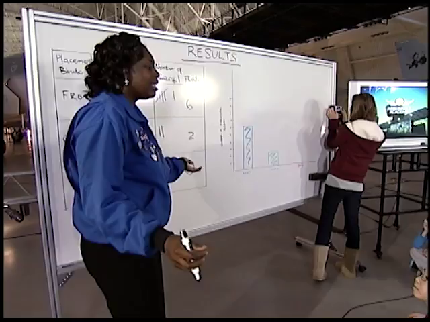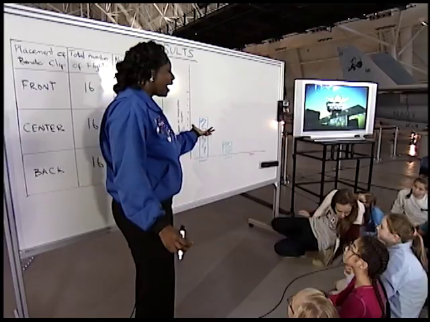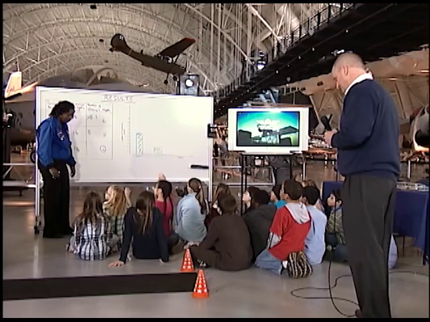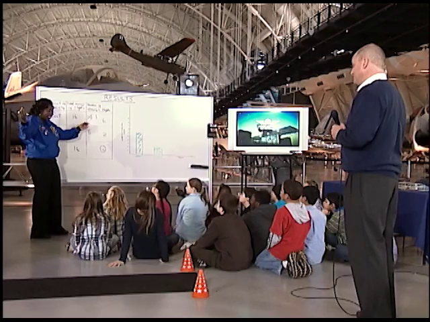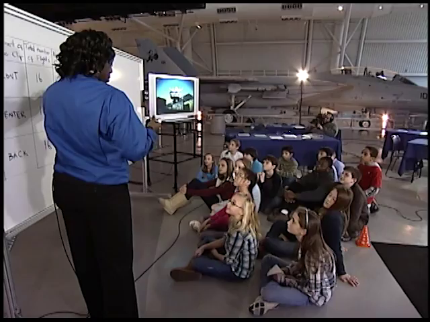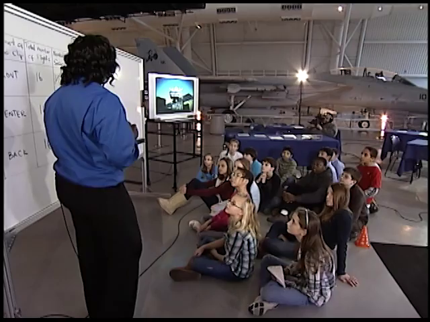So why is a bar graph good to show our data? Why do you think it's good to show our data? Because you can see big differences. You can see big differences and compare the difference between the number of successful flights in the front and the number in the center, the number in the back. Awesome. It's a great way to look at things differently. Matt? Great job, you guys.